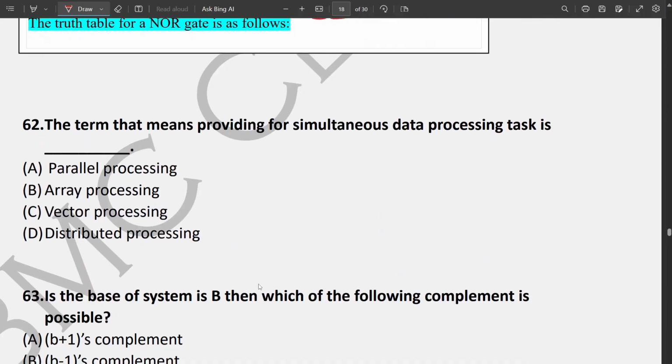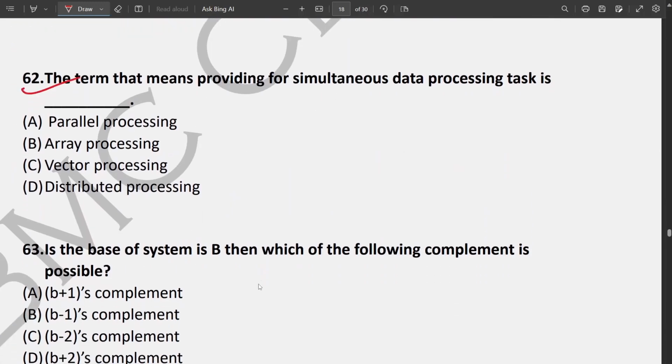Next, the term that means providing for simultaneous data processing tasks is parallel processing. It's happening at the same time, so that is called parallel processing. Option number A is correct.